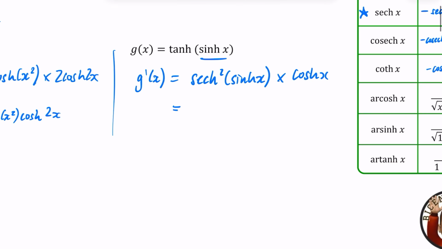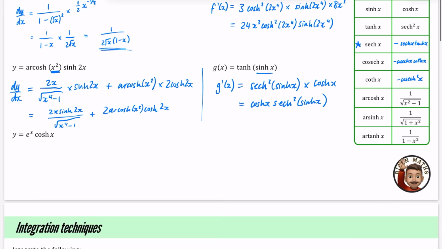Now, you might think to yourself, oh, we have a sec and a cos, can they cancel? Well, they can't, because this sec is with the input. The argument is sin x, whereas here the argument is x. They don't have the same argument, so we cannot simplify them. It's just going to be cos x sec squared of sin x. I mean, this just looks like complete jargon, doesn't it?